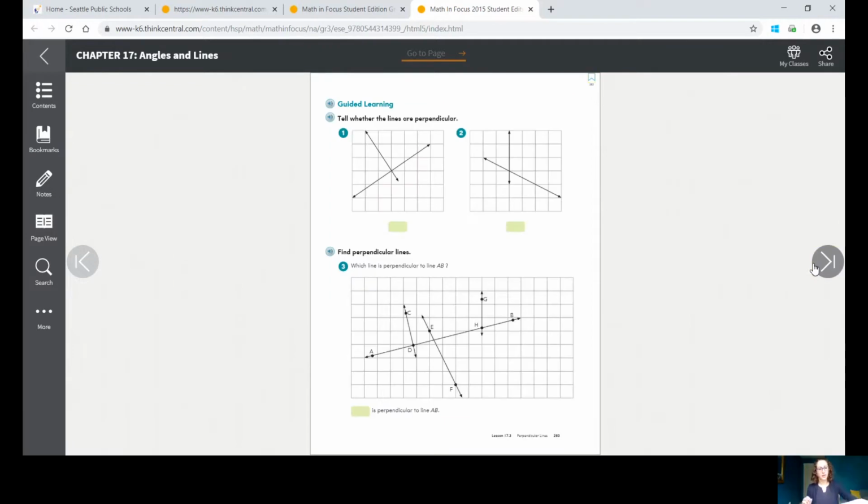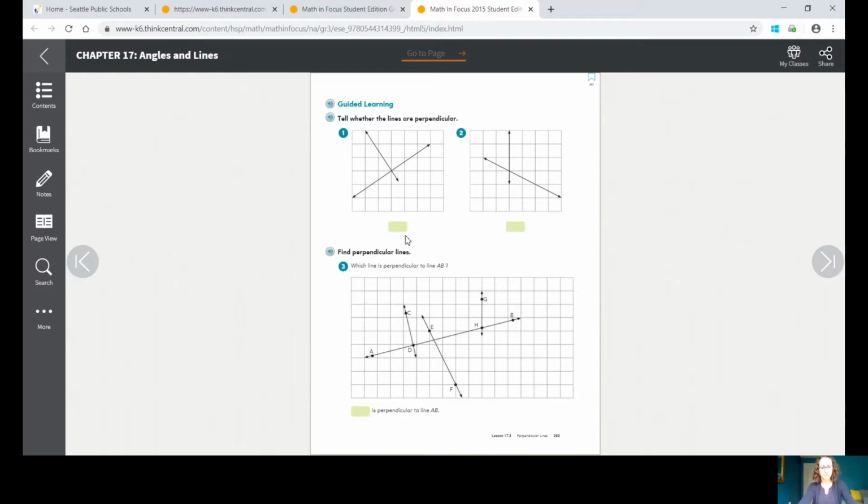Okay, guided learning. If you didn't grab your math notes, a pencil and eraser, go ahead and pause me and do so now. Number 1, tell whether the lines are perpendicular. Okay, so remember it's two lines that meet at a point that is a right angle, okay? So why don't you go ahead and write down number 1, number 2, and number 3. You don't need to do any drawing, so your numbers can be pretty close together. Just leave a space in between. Go ahead and pause me, and I'll share these answers with you once you've had a moment to check for right angles.